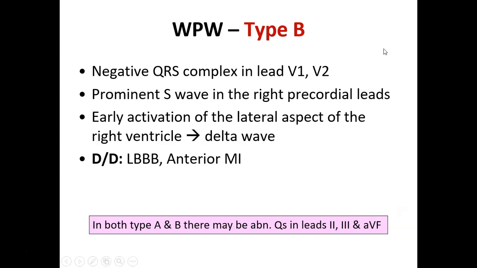In type B WPW syndrome, you will get negative QRS complexes in leads V1 and V2, and there will be a prominent S wave in the right precordial leads. This happens because of early activation of the lateral aspect of the right ventricle, and you will see the delta waves as well. The differential diagnosis for type B WPW syndrome includes left bundle branch block and anteroseptal myocardial infarction.